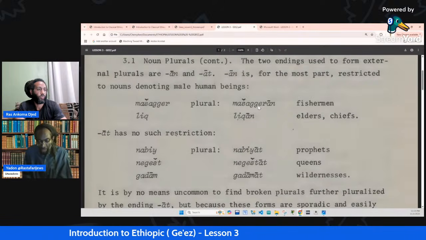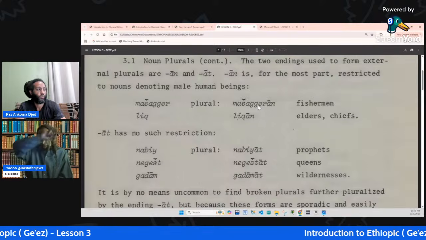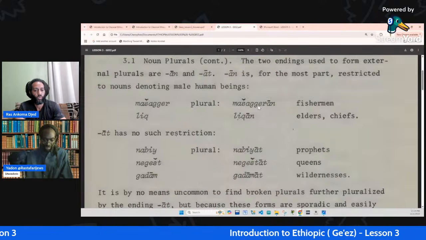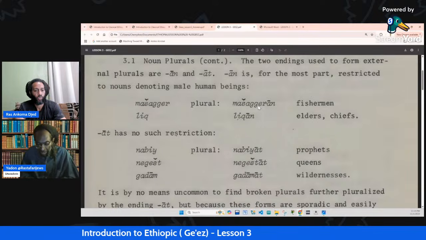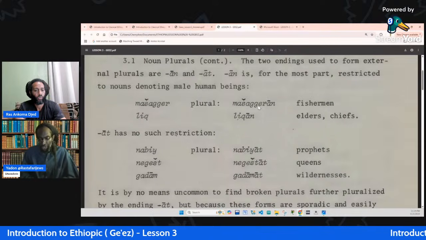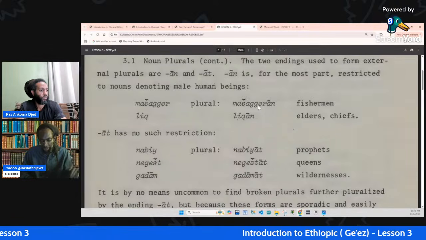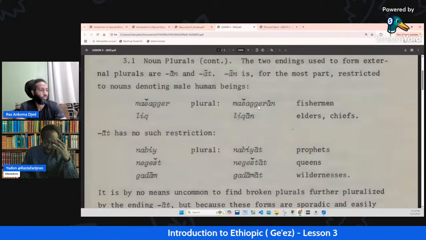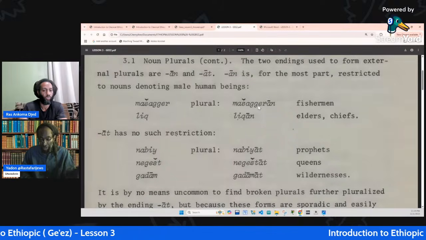Now the at. Now notice also the a with the bar over it. That means it's a full a, right? Just to make that distinction. The at has no such restriction, as we mentioned. It has no such restriction when we said that the leak... Kahinat, the chief of the priests, is like the high priest in that sense.